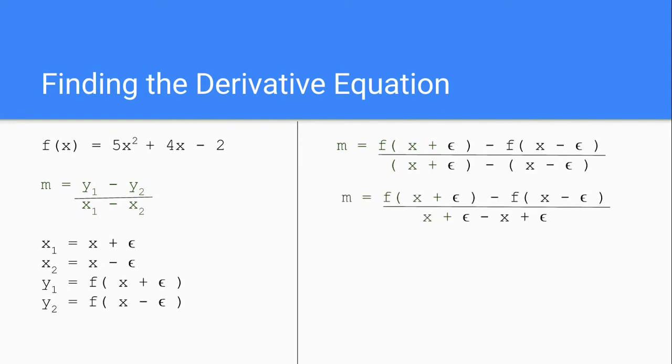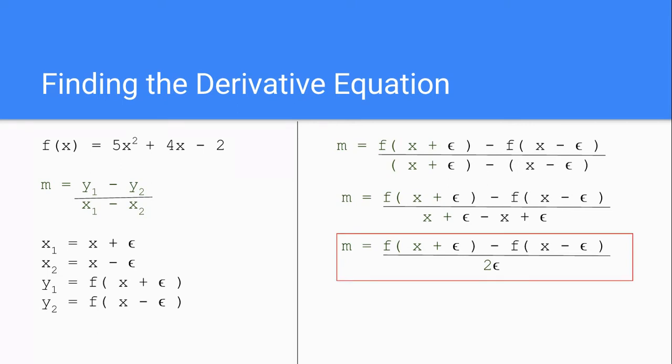But if you notice, the bottom can actually be simplified. If we subtract the denominator, you can actually simplify it. So here you take x plus epsilon minus x minus epsilon, which becomes x plus epsilon minus x plus epsilon, which actually simplifies to just 2 epsilon. And so this equation right here we can use to derive the derivative for any function. And we're going to show you how to do this in a second.